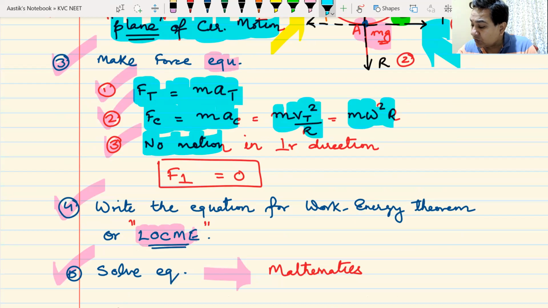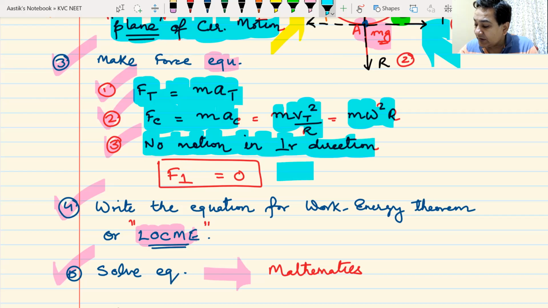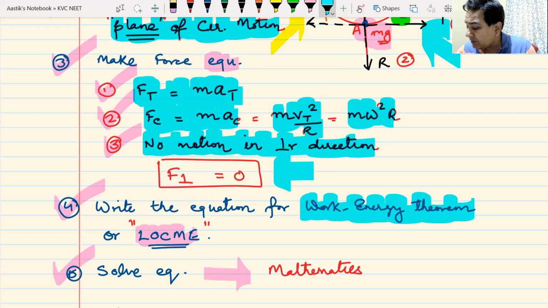There is no motion that is going to happen in the perpendicular direction, and hence whatever forces are there in the perpendicular direction, they will balance each other out. Upward force will be equal to downward force. Inside force will be equal to outside force. Right side force will be equal to left side force, depending on which is your perpendicular direction. Then the fourth step is, if the number of equations is less, you might have to use the work energy theorem or the like. You would hardly require this because I'll give you set patterns.